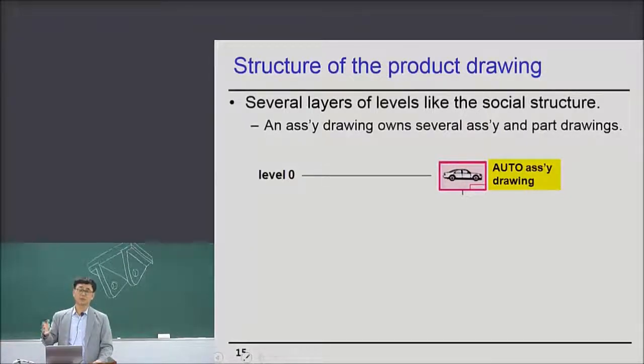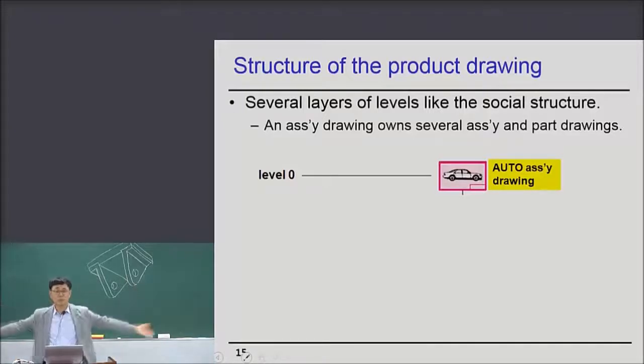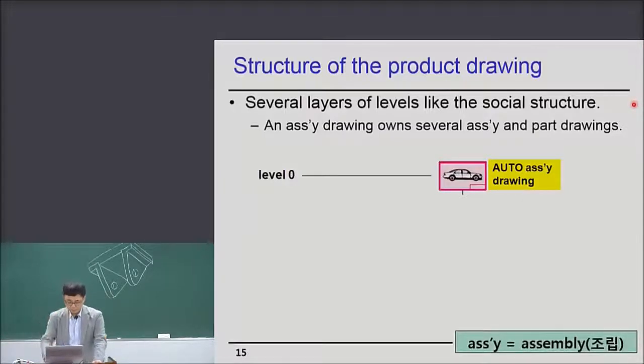Let's assume that you are developing a new product, a new automobile. Then level 0, the first very important drawing, is the assembly drawing of the whole automobile. Okay, the whole automobile. Then in level 1, just below level 0, now you see these are the abbreviation of assembly.